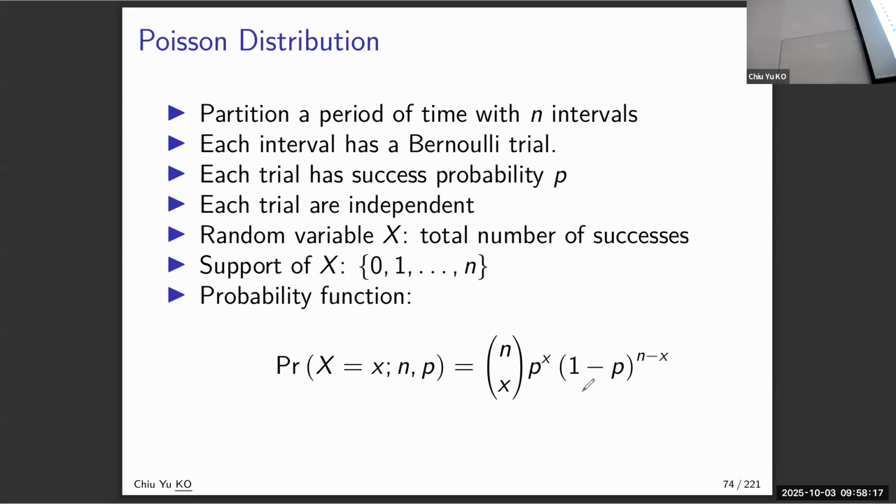So I want to talk about the next topic. It's called the Poisson distribution. And this is very closely related to the binomial, in the sense that Poisson is just asking us to take the binomial n to infinity. So what do I mean by that? What I mean, take n to infinity.